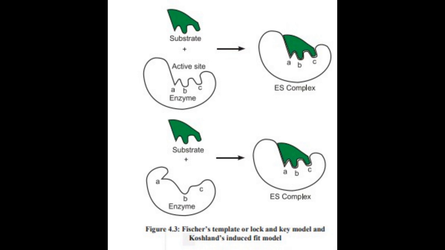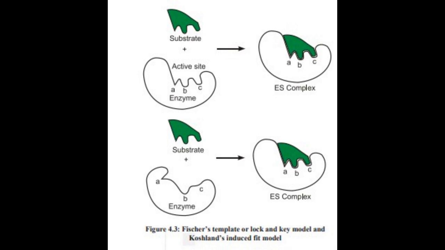This model, however, failed to explain the change in enzyme activity in presence of allosteric modulators, low molecular weight regulatory substances that bind at a specific site on the enzyme molecule other than the catalytic site and thereby enhance or inhibit the enzyme activity, or the action of the non-competitive inhibitors, about which we will learn later in section 4.8 in this unit. Figure 4.3. Fischer's template or lock and key model and Koshland's induced fit model.